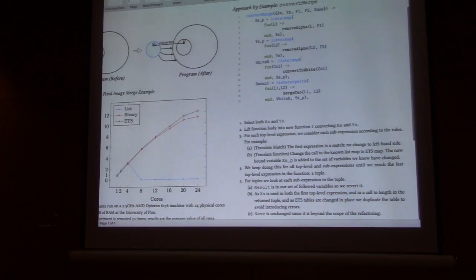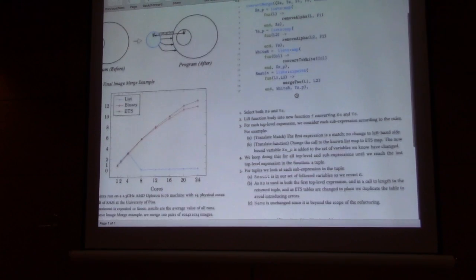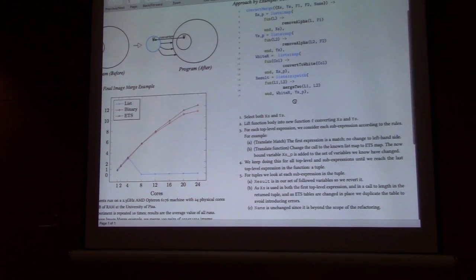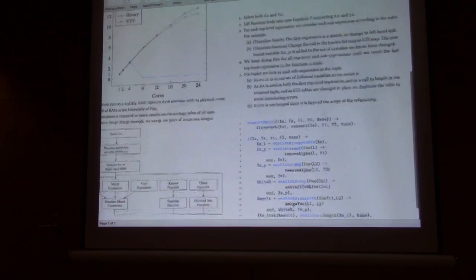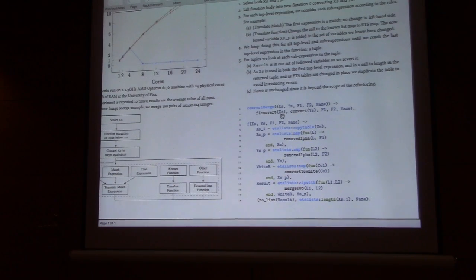Yeah, so this is the example of how we apply this to the image merge example. I'm only explaining a few of the steps, but basically, if we select both x's and y's here, the idea is that the function body is lifted into this f, and here what we are calling is f with converted x's and converted y's.